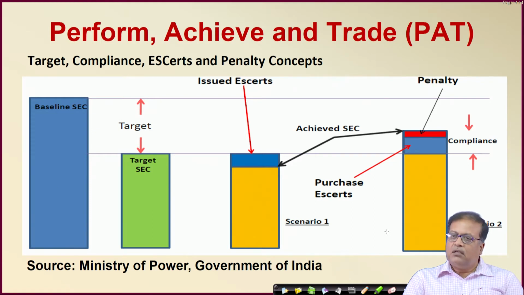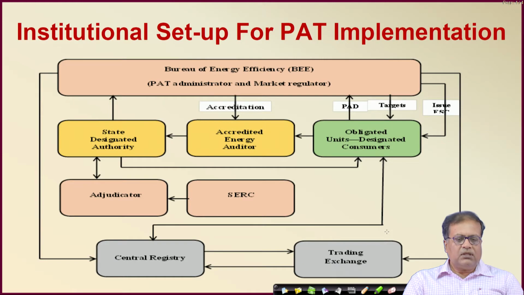Another option is, I will not do anything, let us go ahead with the existing process, let us pay a penalty, or let us buy certificates, or pay a penalty and also buy certificates. So, these are different options that are available before a company.